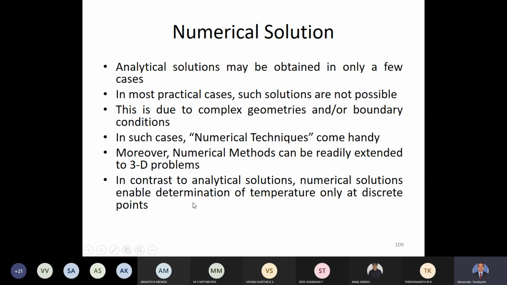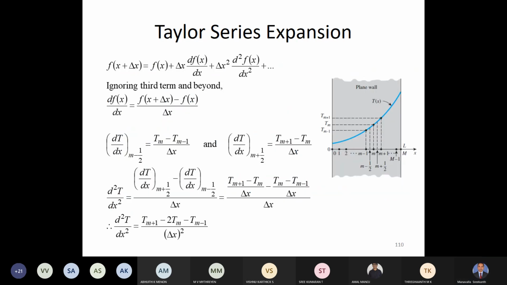So this is one important thing you should keep in mind. The numerical solutions that you are going to see give results at discrete points, whereas the analytical solutions give you results at continuous points. What is this discrete? What is this continuous? You'll understand later on in this class.